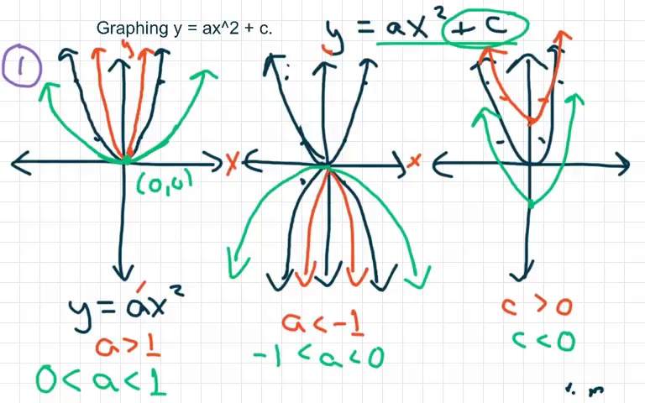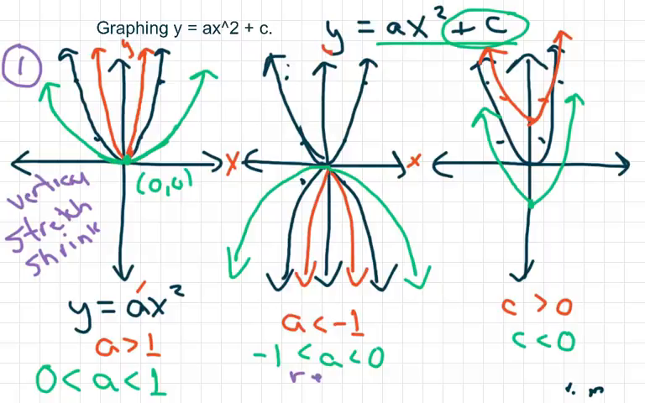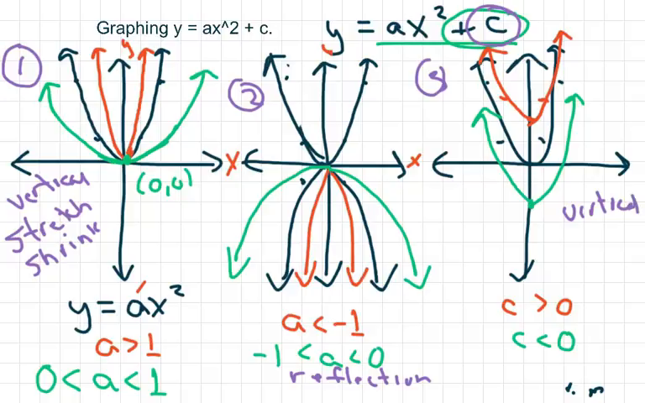We're talking about vertical stretch and shrink, which is number 1. You probably should say vertical stretch and shrink. This one is the reflection, number 2. And number 3, the C part, is the vertical shift up and down. Okay, let's do some examples because this is just the concept part.